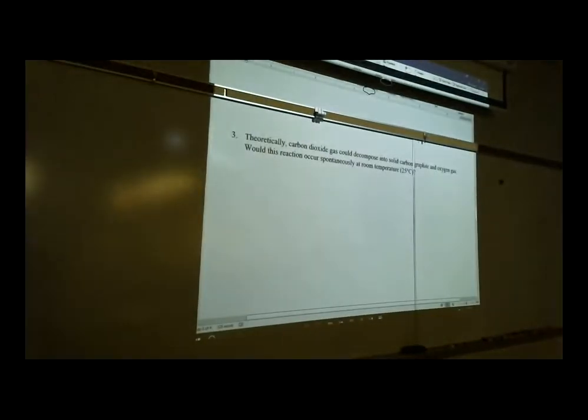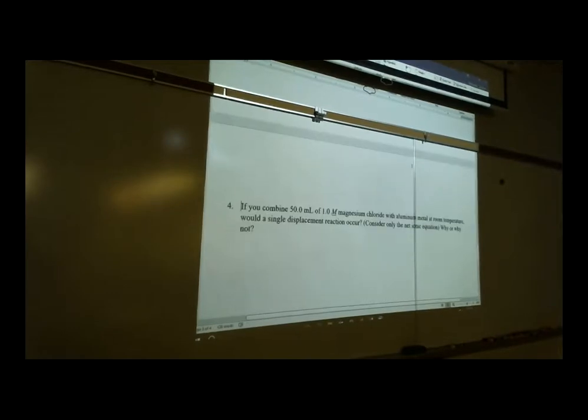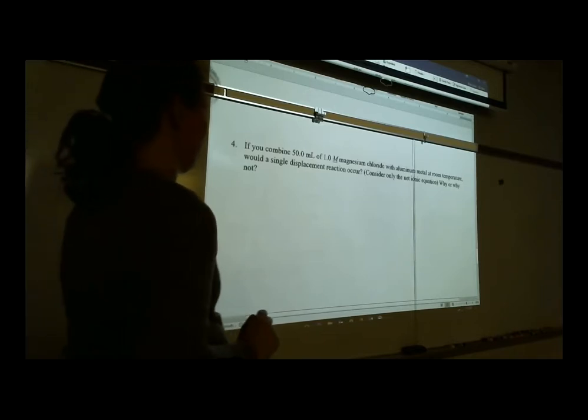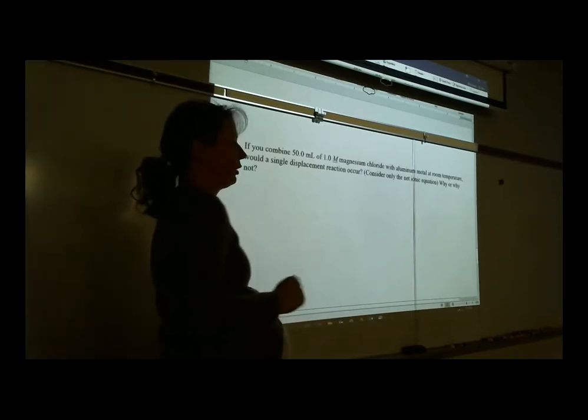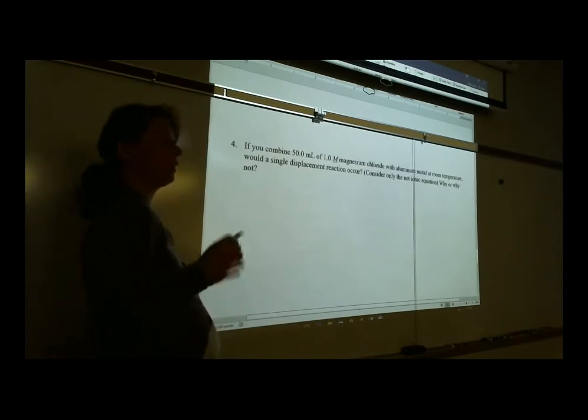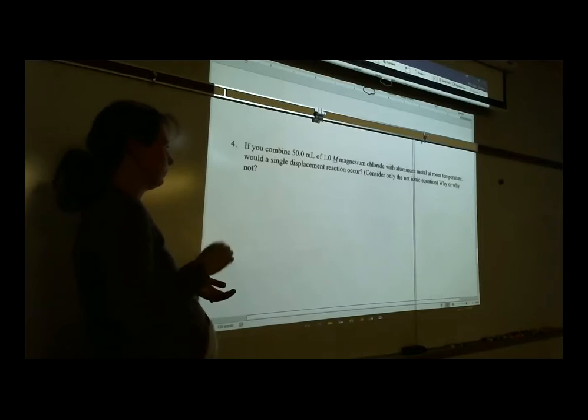So number four asks us, also ties in knowledge of the activity series. If you combine 50 mL of 1 molar magnesium chloride with aluminum metal at room temperature, 25 degrees Celsius, will a single displacement reaction occur? And we're only looking at the net ionic equation.